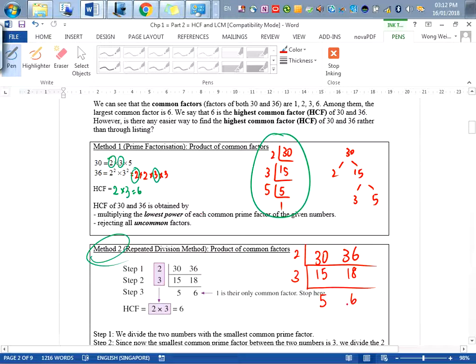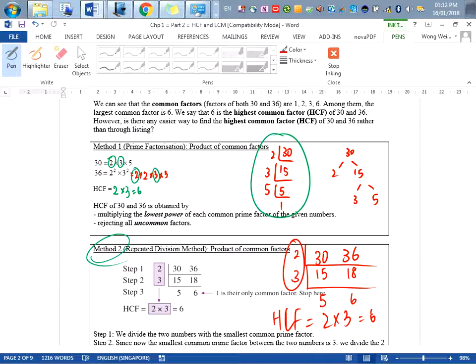Because out of these 5 and 6, they don't have any more common factors. Only 1 is a common factor, but we don't care about 1 being a common factor because it doesn't do anything. So we stop here. Then how do I find the highest common factor? HCF is simply 2 times 3. Then we get 6. Okay? Which method do you prefer?